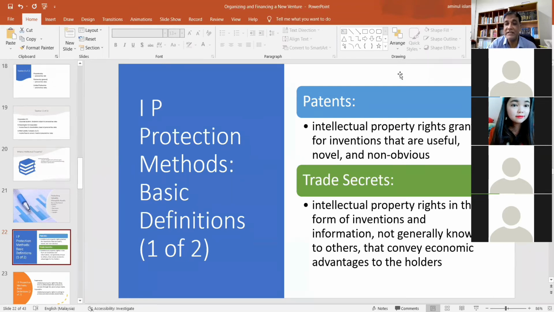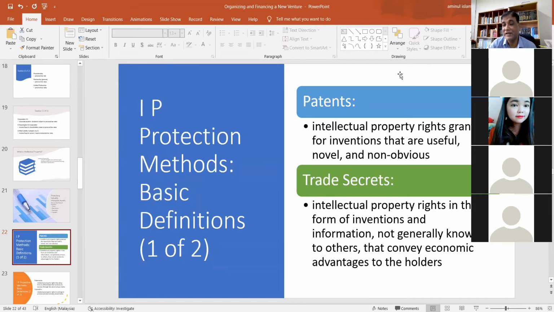Okay, trade secrets. This is also another kind of intellectual property right. Here it is basically in the form of invention and information not generally known to others that conveys economic advantage to the holders. So we have something very secret and nobody really knows about it, and it helps you to gain competitive advantage and thus the economic advantage for running the business. So you have some secrets and you'd like to protect them.